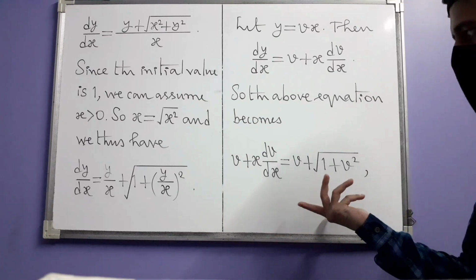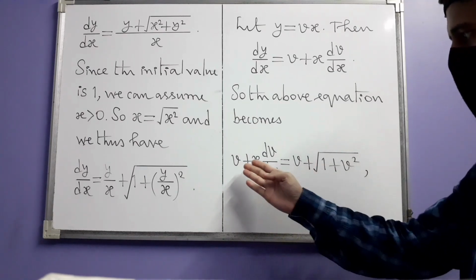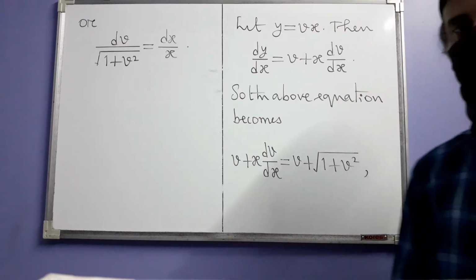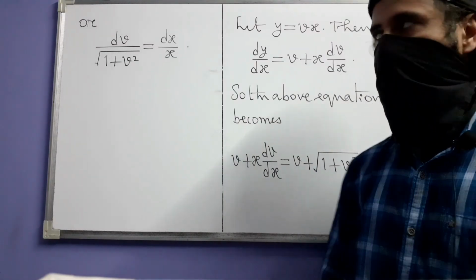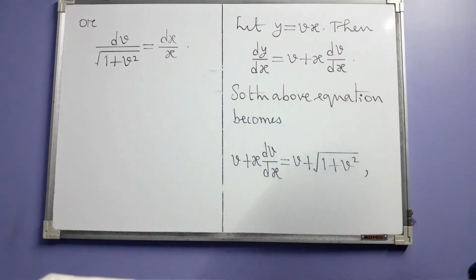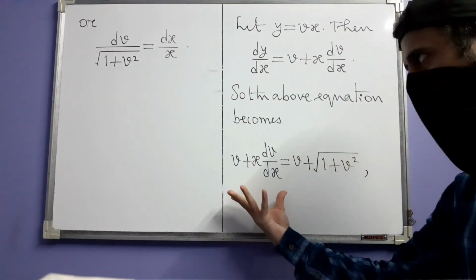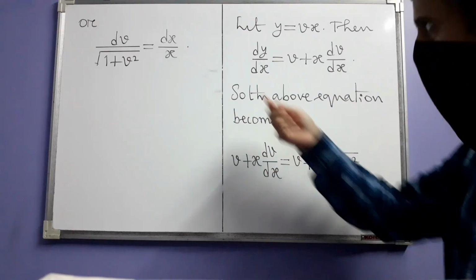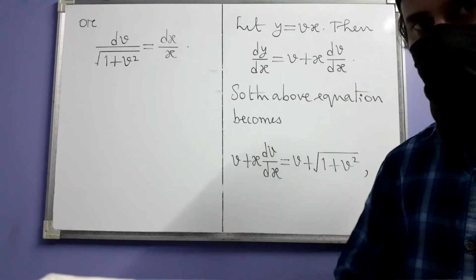And now of course this will be simplified. Already you can see that you can cancel v from both sides. So after some simplification, this is how the equation looks. dv divided by root 1 plus v square is equal to dx divided by x. And now we can integrate both sides.